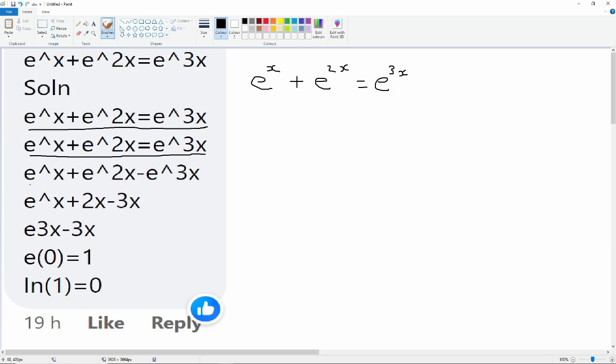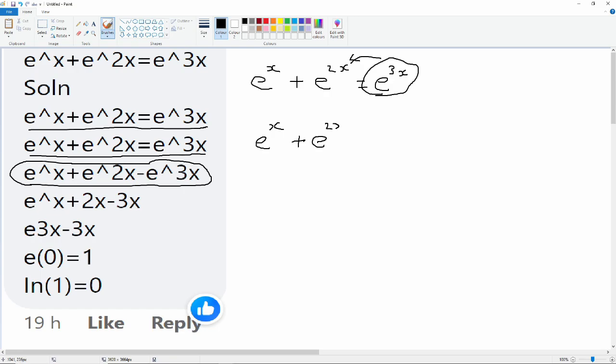So now this is where we run into our first problem. What this person has done is to try to move this over the equals, which is quite right and it's a perfectly valid step. So the sign changes, so it becomes negative e to the power 3x. So that's absolutely right. But then what happened to the equals?